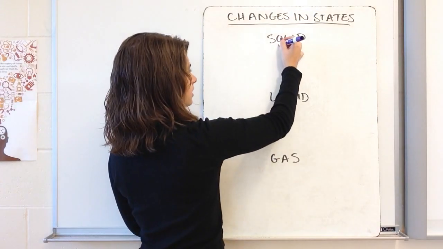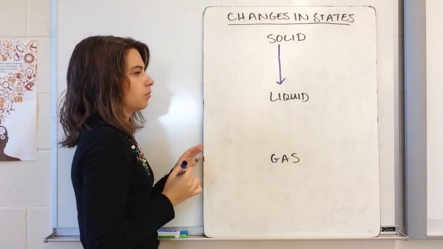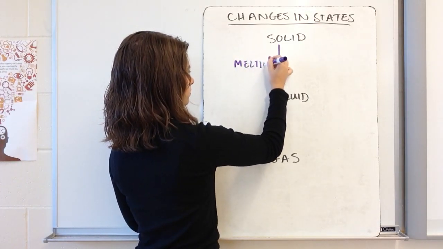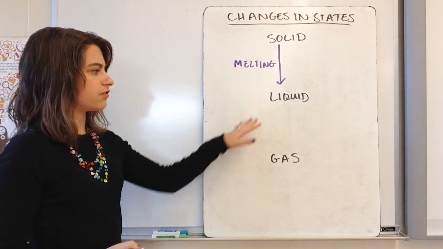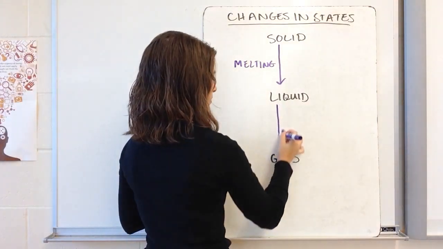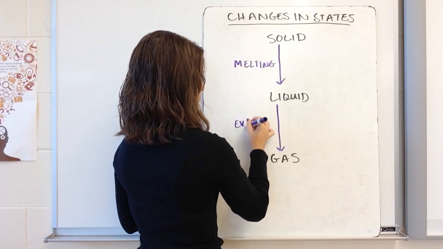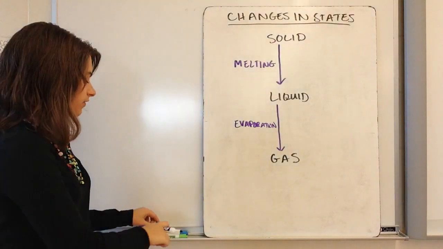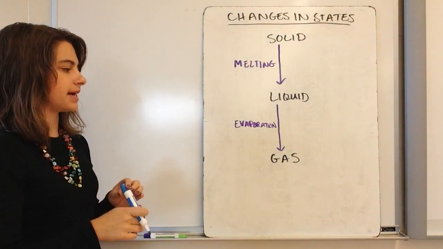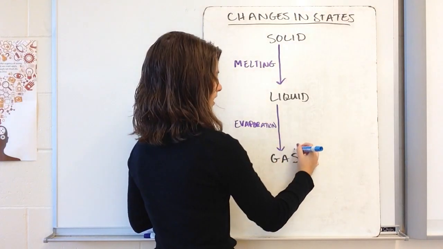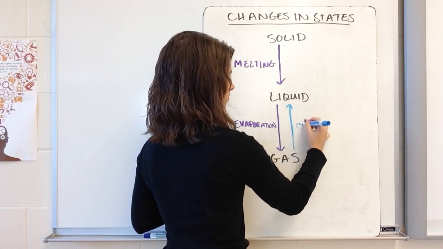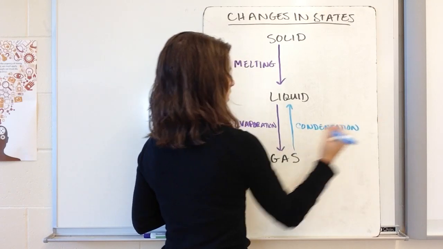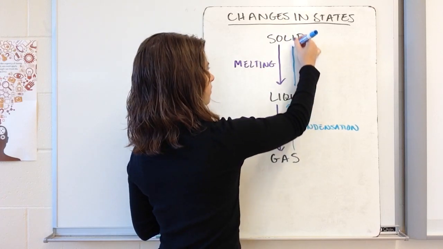So if we go from a solid to a liquid, we call that melting. And then if we go from a liquid to a gas, we call that evaporation. If we go back the other way, if we go from a gas to a liquid, we call that condensation. And if we go from a liquid to a solid, we call that freezing.